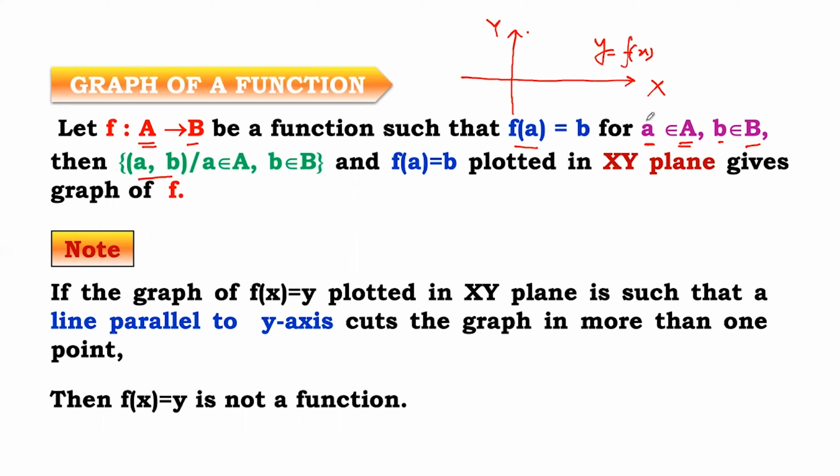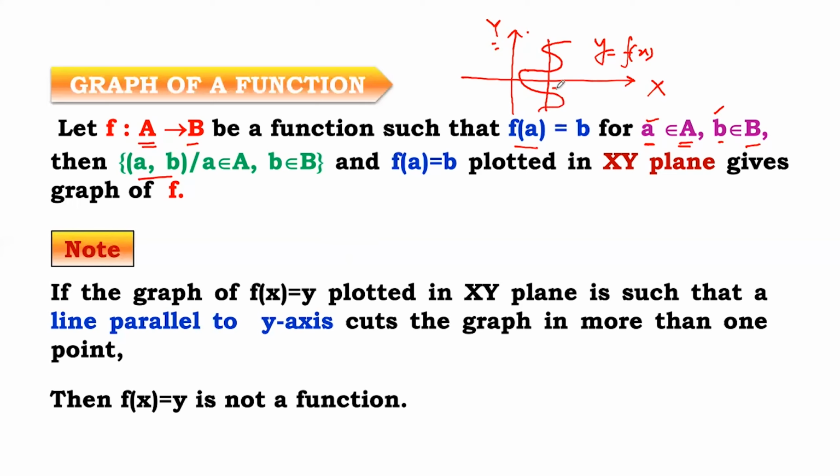So all the elements of A are known as the domain and all the elements of B are known as the codomain. If we draw a line parallel to the y-axis and it intersects the graph more than once, what is the meaning of this?